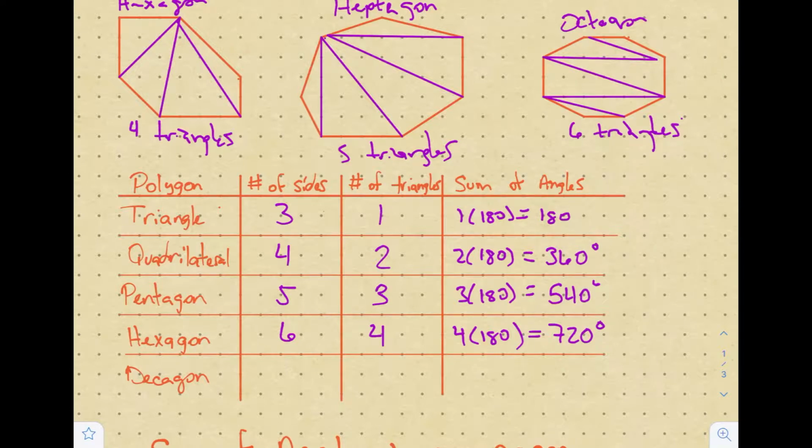Now, hopefully, we're noticing a pattern here that I'd like to apply to a decagon. A decagon is a 10-sided figure, so it looks like the number of triangles is always 2 less than the number of sides. So if our decagon has 10 sides, that means I can cut it into 8 triangles. And then 8 times 180 will give me the sum of all interior angle measures. 8 times 180 is 1440 degrees.